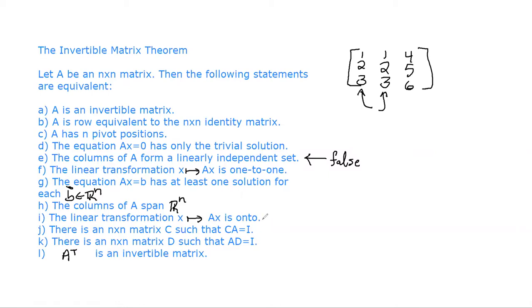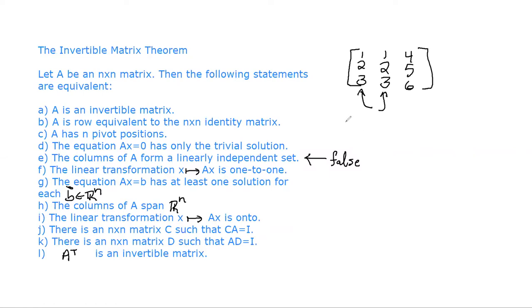So we automatically know that, for instance, this matrix is not invertible. We automatically know that if we wanted to think of this as a linear transformation, it wouldn't be one-to-one or onto. We automatically know that the columns don't span R^n. We automatically know all of these things are false.